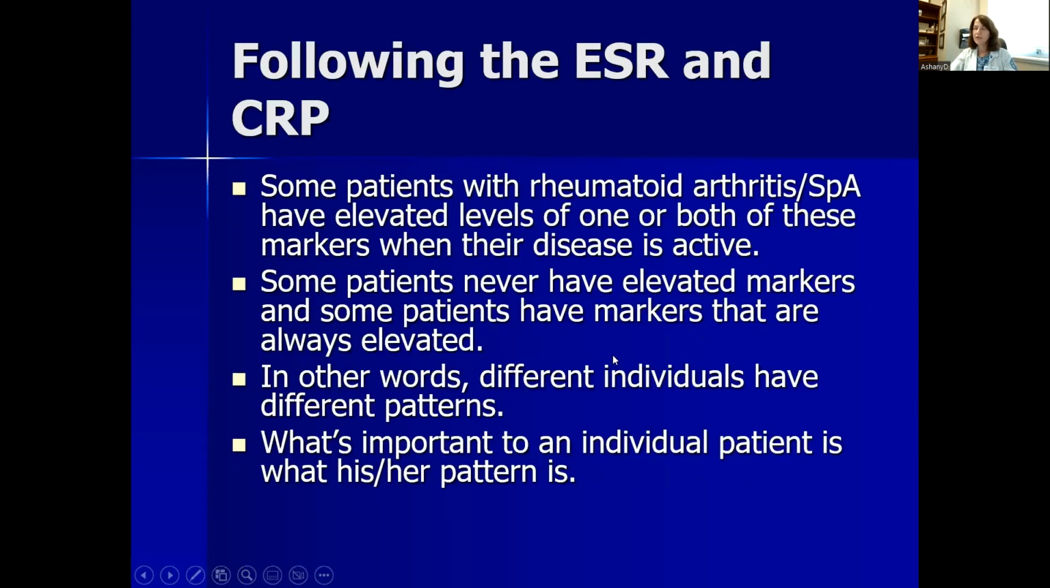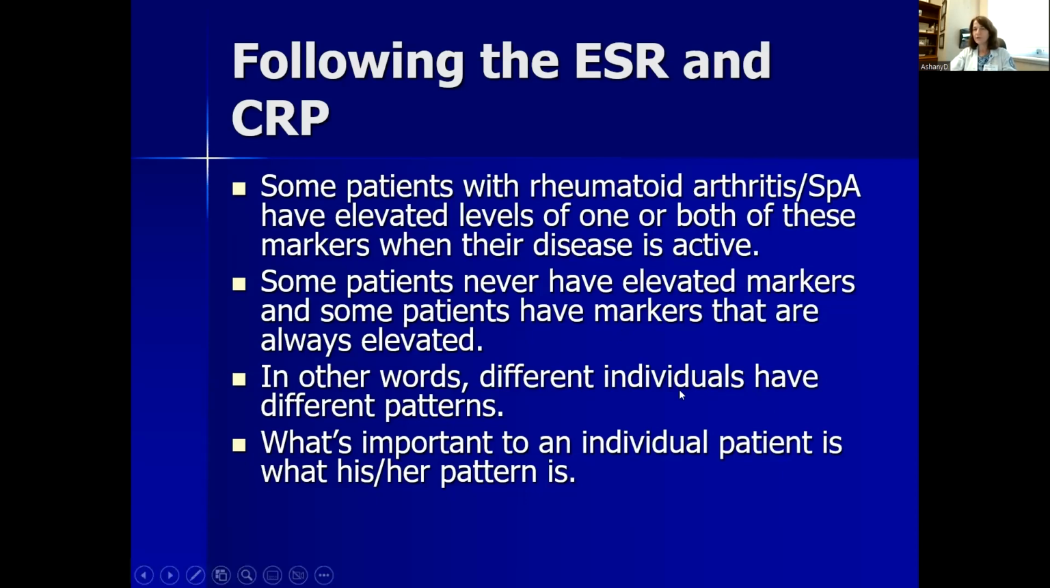We do follow these markers in patients who have an autoimmune disease such as RA or SPA. If a patient has elevated levels of one or both of these markers when their disease is active, we can then check them intermittently and see if they've responded to our treatments. But it's important to know that some patients never have elevated markers, even if they have a lot of disease. And some patients have markers that are always elevated, even if their disease seems to be very well controlled.